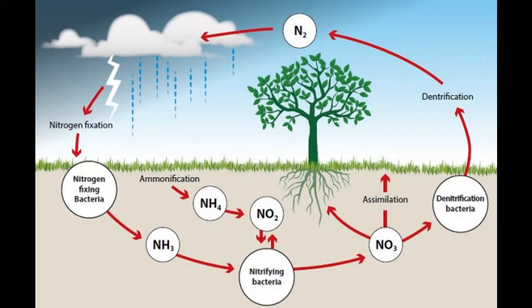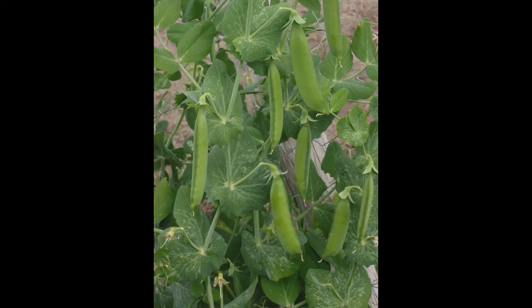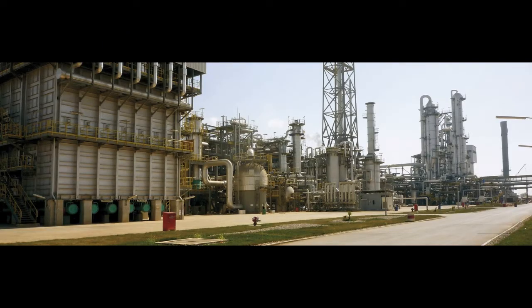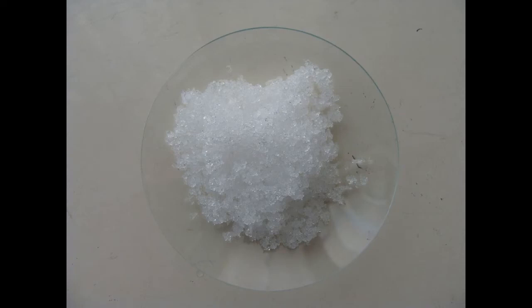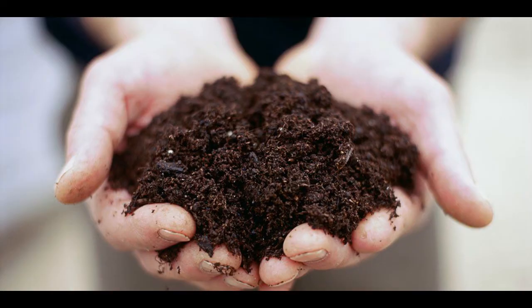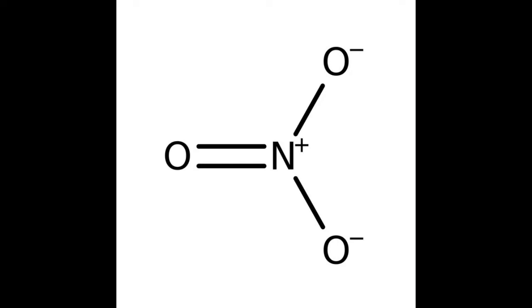Nitrogen in our atmosphere is a source of nitrogen for the soil. Some plants, such as legumes, take atmospheric nitrogen and fix it to the soil with their roots with the help of microorganisms. When factories make fertilizer, they use atmospheric nitrogen to make ammonium sulfate, ammonium nitrate, and urea. When applied to soil, these make nitrogen in mineral form, nitrate, that the plants can take up.